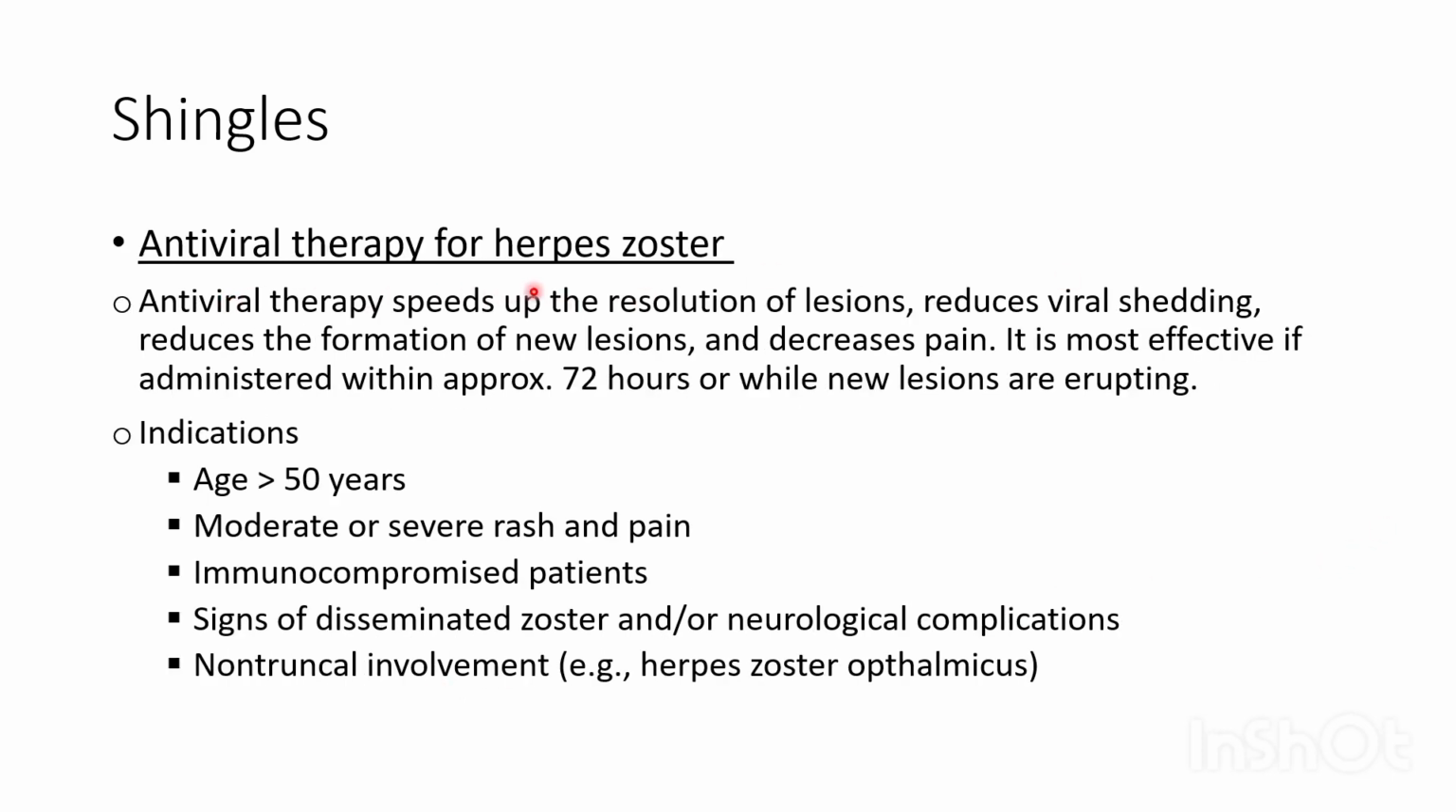Antiviral therapy for herpes zoster. Antiviral therapy speeds up the resolution of lesions, reduces viral shedding, reduces the formation of new lesions, and decreases pain. It is most effective if administered within approximately 72 hours or while new lesions are erupting. Indications of antiviral therapy for herpes zoster: age greater than 50 years, moderate or severe rash and pain, immunocompromised patients, signs of disseminated zoster and/or neurological complications, non-truncal involvement, for example herpes zoster ophthalmicus.